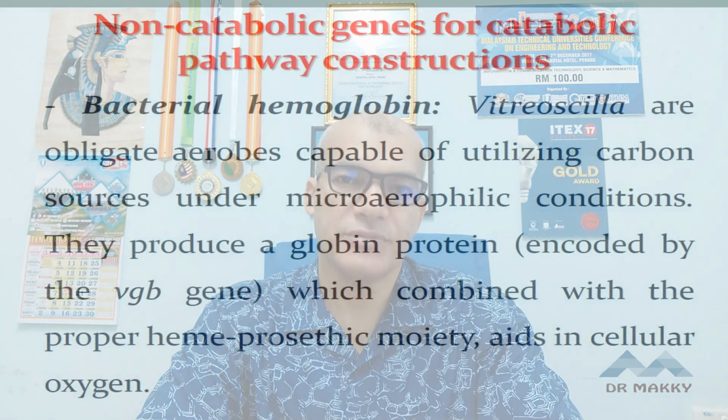So now let's move to the non-catabolic genes for catabolic pathway construction. The first of these is called bacterial hemoglobin. Bacteria are able to produce hemoglobin due to the presence of the gene for production of such a compound. You know hemoglobin, this is the blood protein. So some bacteria have the gene for the production of a compound called hemoglobin.